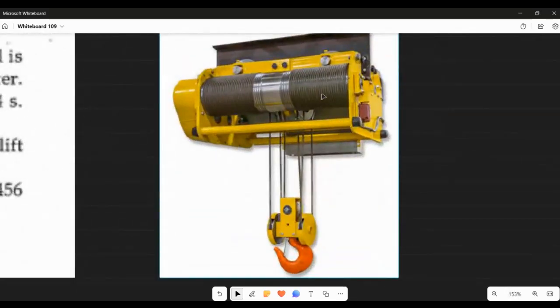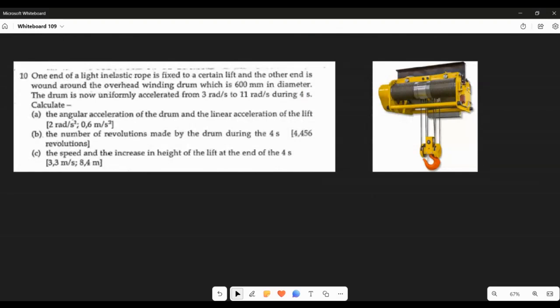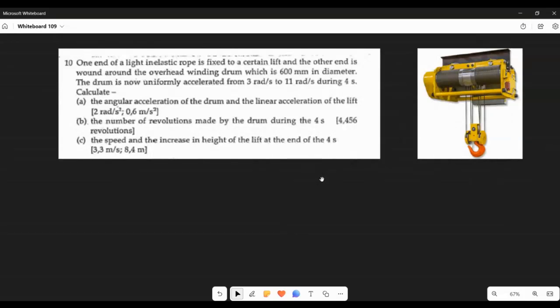They say it's an inelastic rope, but we can view this as an overhead crane or hoist, essentially lifting something, or one can view it as a lift. What's nice about the question is that they give you the angular velocities in radians per second already. Typically I give it in RPM, because that's what you typically measure in, and you then have to convert into rads per second.